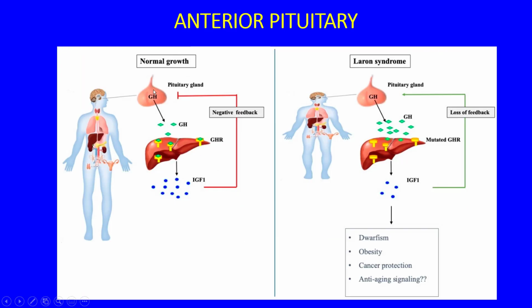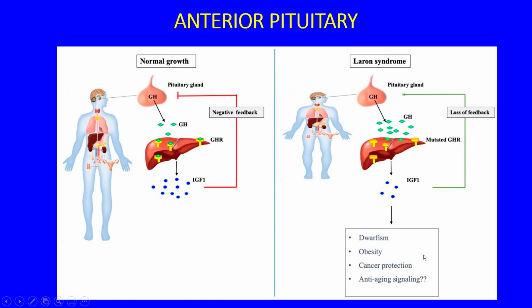In normal growth, growth hormone is going to attach to receptors, which in the liver will release IGF-1. This will eventually be a negative feedback for the growth hormone. Problem here is you will have growth hormone released and actually be present in much higher amounts. But the mutated growth hormone receptors will not pick up the signal, and therefore you're not really going to get a lot of IGF-1 at all. It's going to lead to dwarfism, obesity.